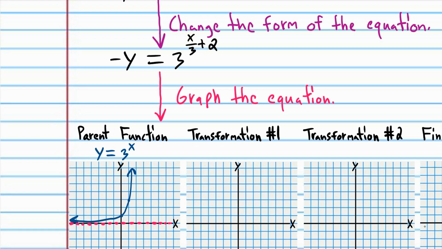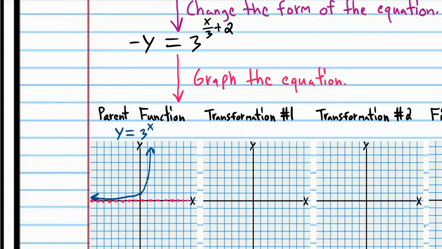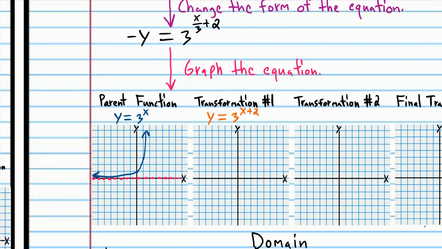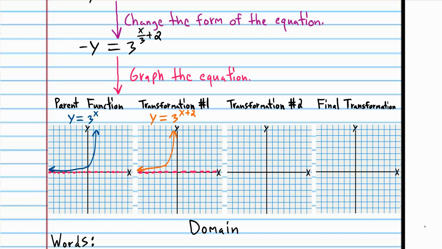So I guess we'll translate first. Again, we can translate or reflect because the reflection happens on the other side of the equation. So y is equal to 3 to the x plus 2. I'm replacing x with x plus 2. And so that moves the graph to the left 2 units, which has no visual effect on the invisible asymptote line there. But all these points are moved 2 units to the left. Okay, so now that graph is kind of sloppy, but you get the point.